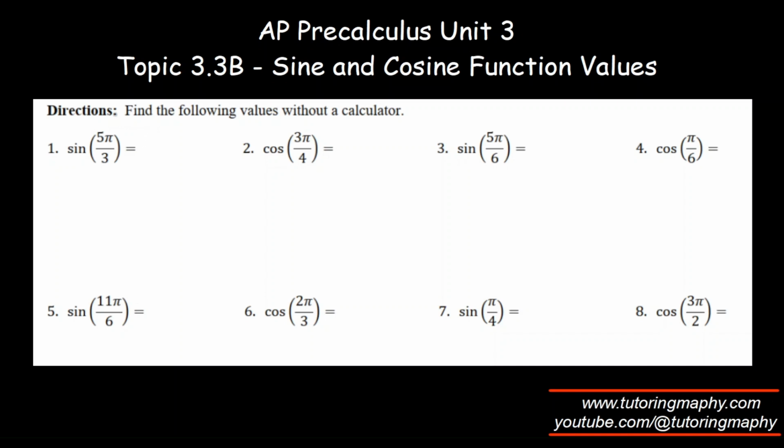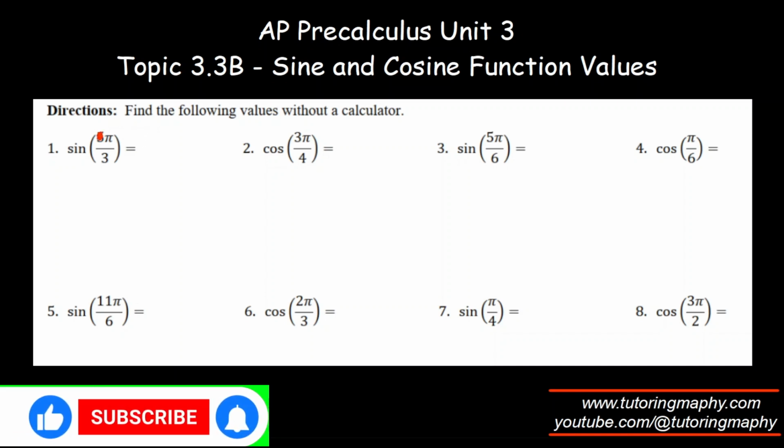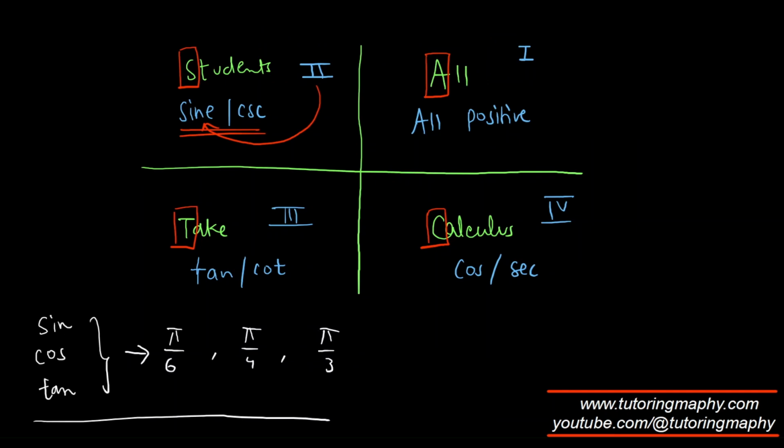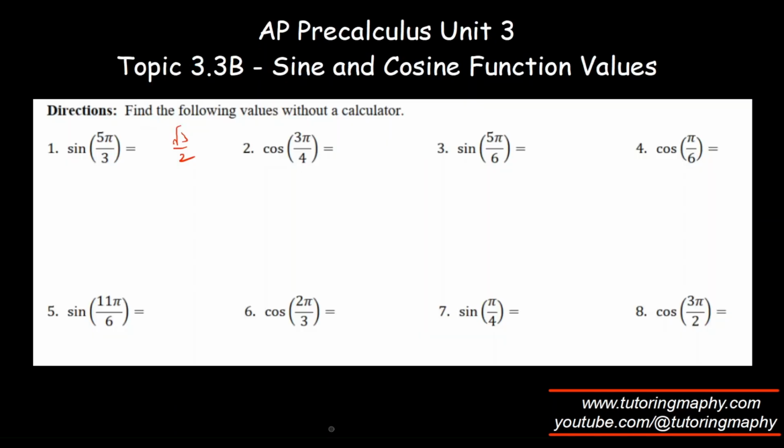How we did it in 3.3A was we ignore the 5. So it will be sine pi over 3. Sine pi over 3 is root 3 over 2. But then 5 pi over 3 is in which quadrant? 5 pi over 3 is obviously in quadrant 4, and in quadrant 4, only cos and sec are positive. So this will be a negative number.